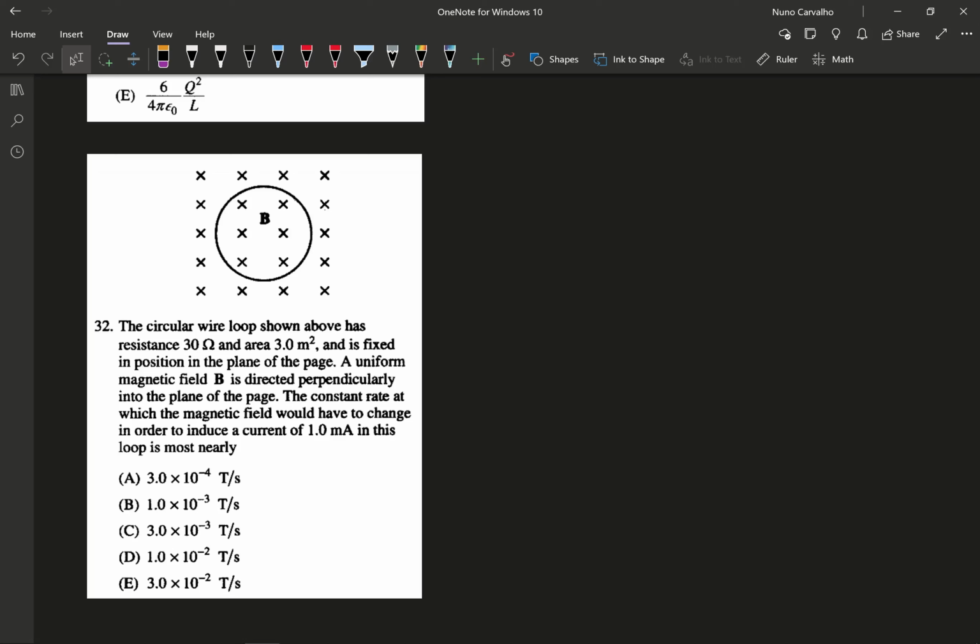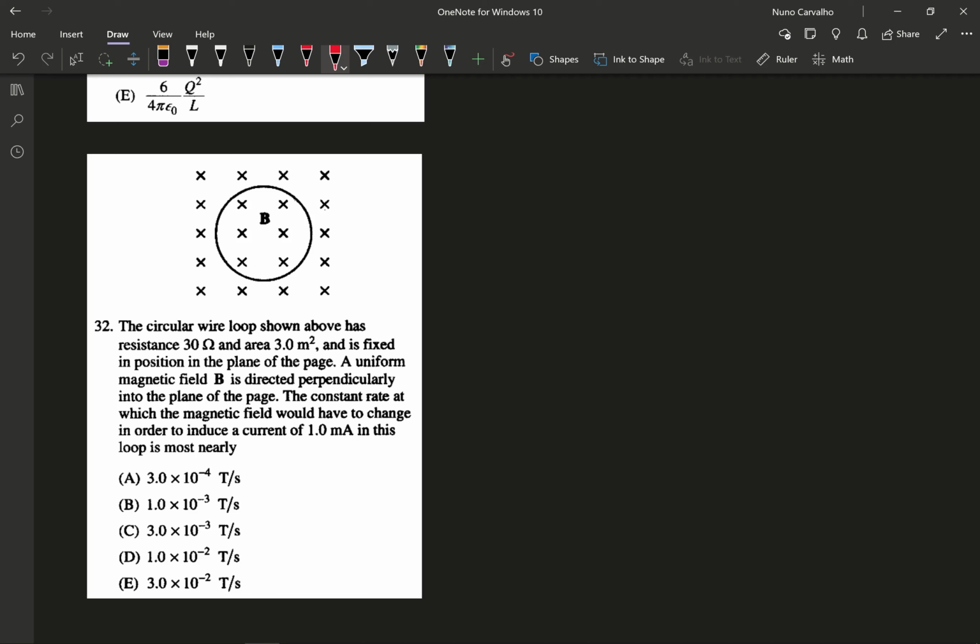Number 32, we're told that the circular wire loop shown above has a resistance of 30 ohms and an area of 3 meters squared, and it is fixed in position in the plane of the page. A uniform magnetic field B is directed perpendicularly into the plane of the page, and we're asked the constant rate at which the magnetic field would have to change in order to induce a current of 1 milliamp in this loop is most nearly. So really this is just a Faraday's law problem, but we kind of are working backwards a little bit.